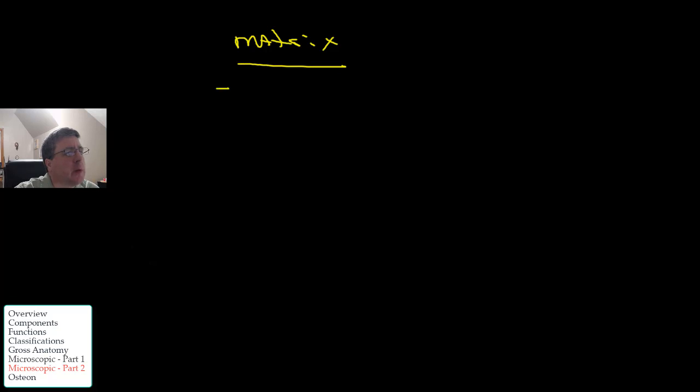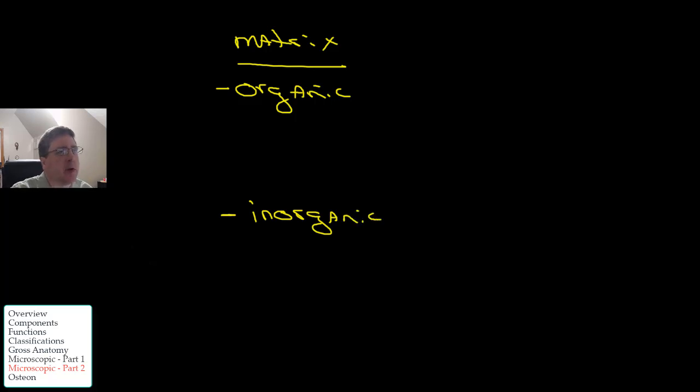There's going to be the organic component, and then there's going to be an inorganic component of the matrix. The organic component is the osteoid. Okay, and as we know, the osteoid is secreted or comes from the osteoblast.